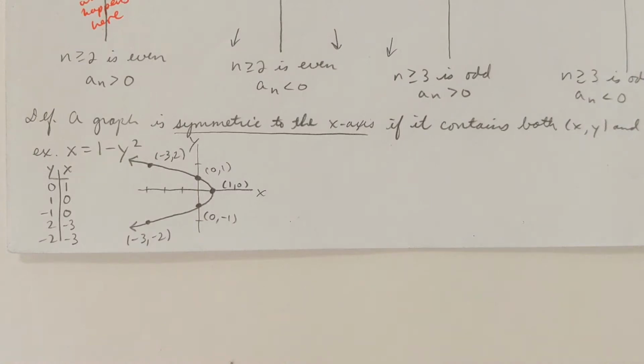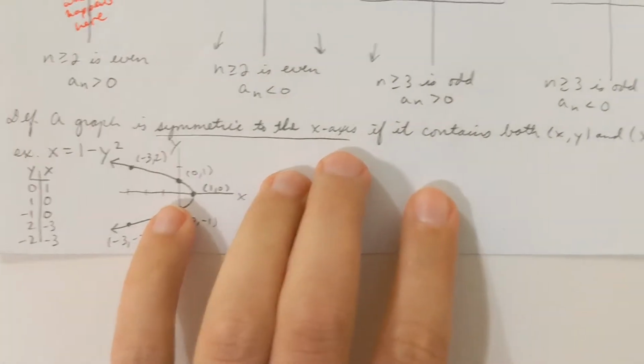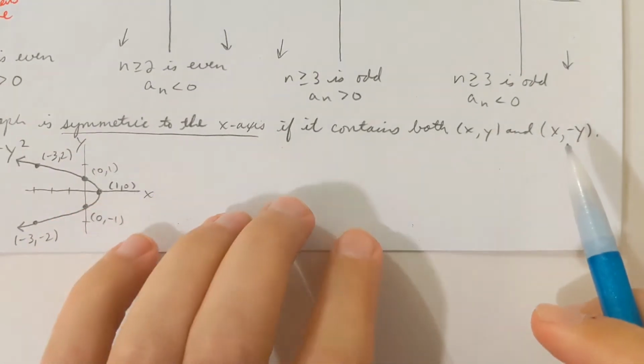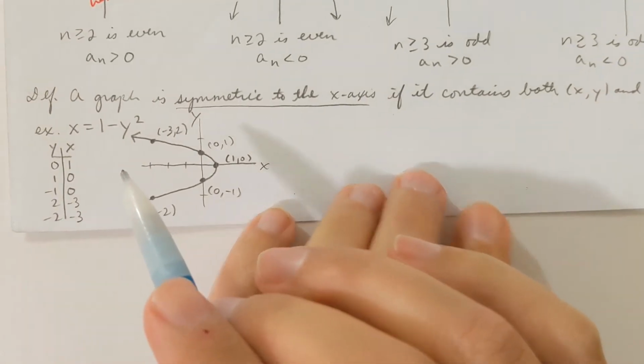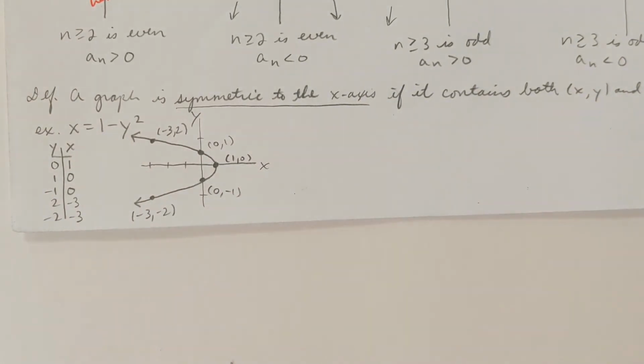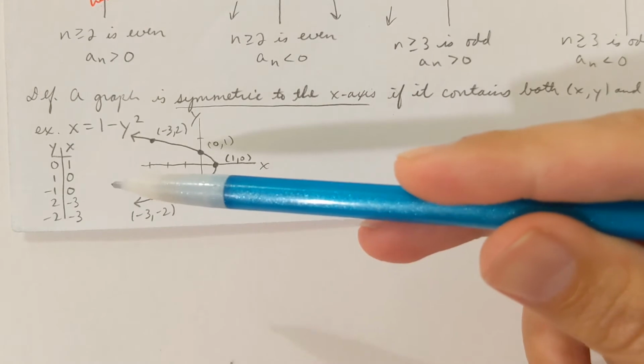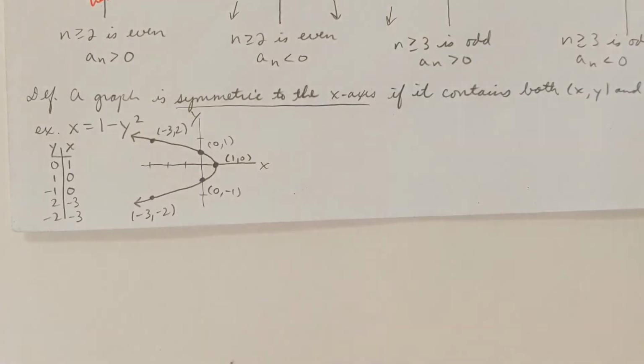Okay, so we'll pick up with sections 4.1 and 4.2. It says the graph is symmetric to the x-axis if it contains both (x, y) and (x, negative y). So as an example, let's look at x equals 1 minus y squared. I'm going to use the table backwards from how I'm used to because this equation has been solved for x and not y.